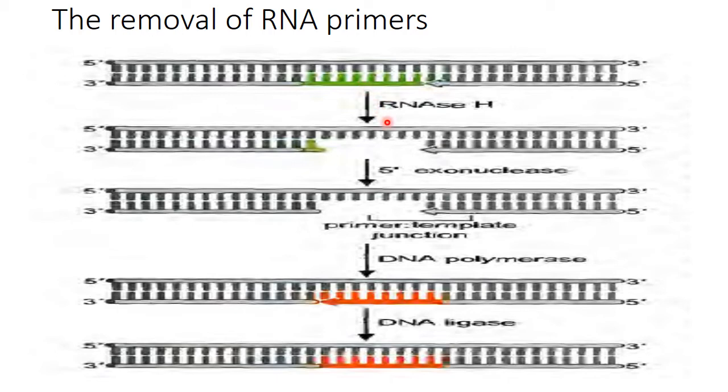So it is first of all removed by an enzyme called RNase H, and then a gap is created due to the 5' exonuclease, at the primer template junction. The DNA polymerase comes in and synthesizes that short fragment to fill the gap. Still, the joining of two bonds remains, and this final sealing is done by DNA ligase. So this is the process which takes place at the end, where the RNA primers are removed and new DNA is synthesized instead, and then it is sealed by DNA ligase.